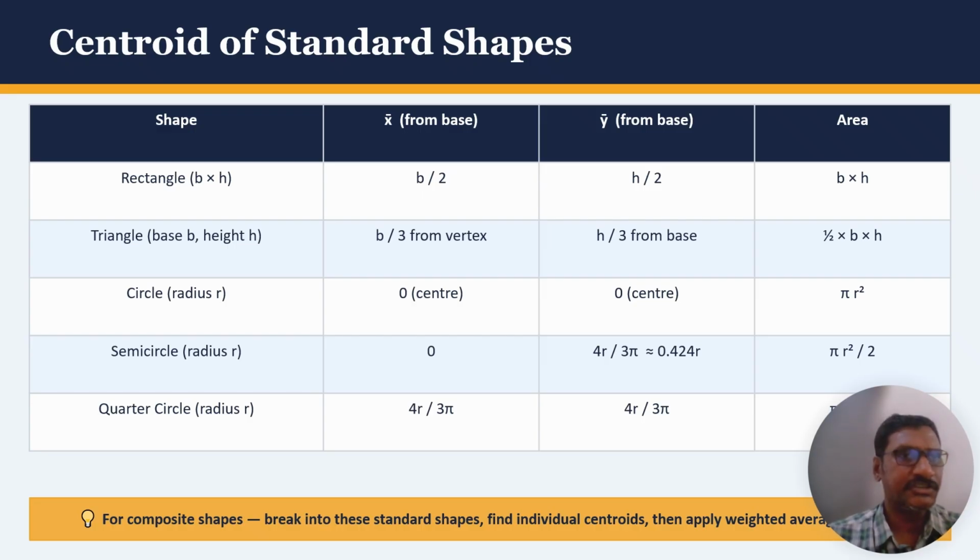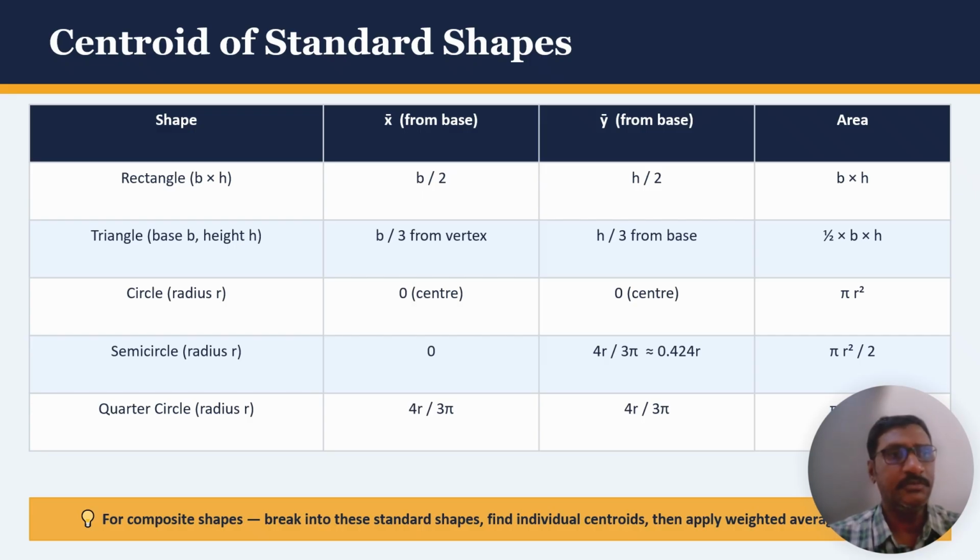Now the next shape, the fourth shape, is a semicircle, which also has radius r. A semicircle has only one axis of symmetry, the vertical axis through the center. So x bar equals 0 along the axis of symmetry, but y bar is not at r by 2. It is not at the midpoint of the radius. Due to the curved shape, more area is concentrated near the flat edge than near the top. The centroid is actually at y bar equals 4r by 3 pi, measured from the diameter edge, let us say the flat edge.